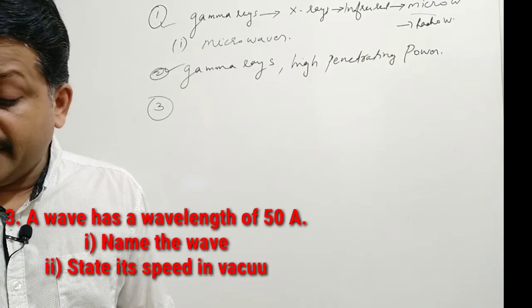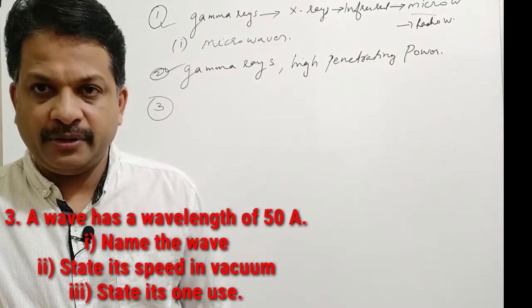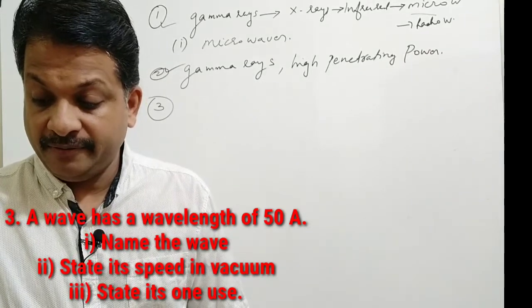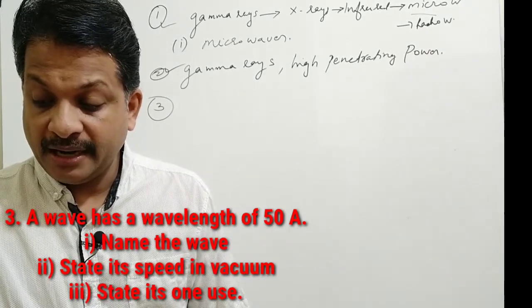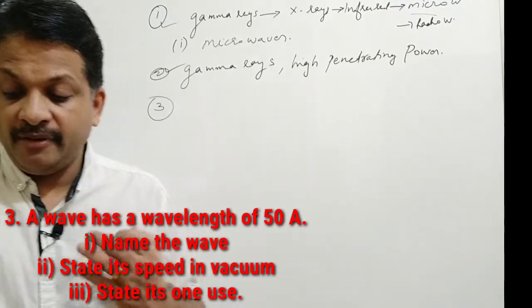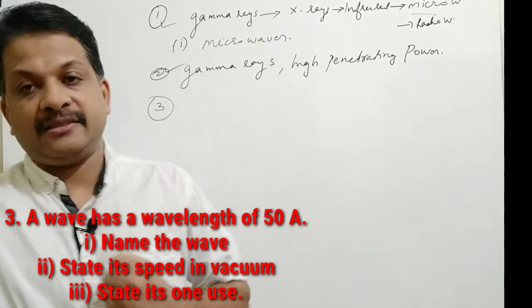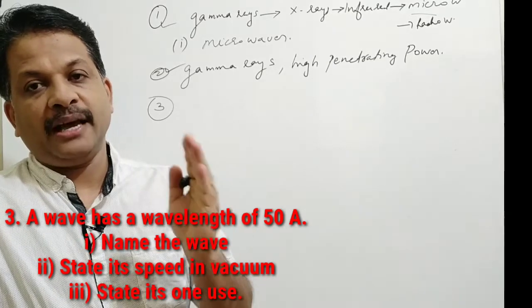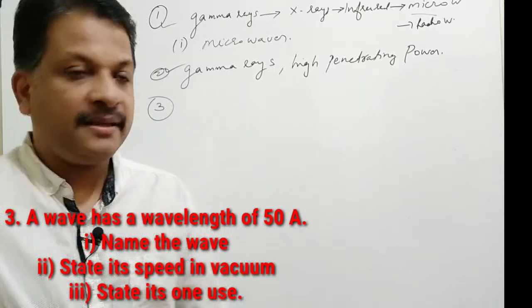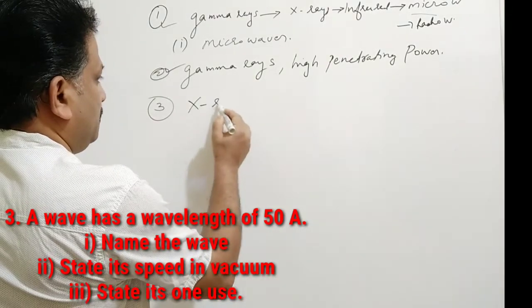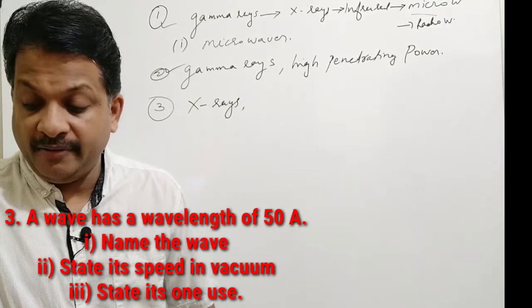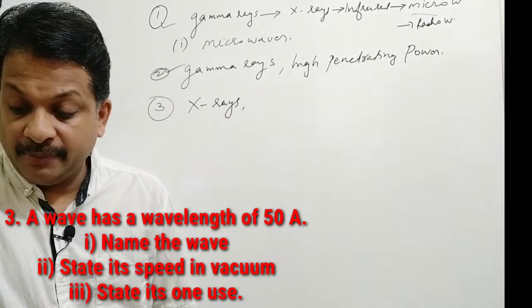A wave has a wavelength of 50 angstrom unit. Name the wave. State its speed in vacuum. State one use. So a wave with a wavelength of 50 angstrom unit, lying between 0.1 angstrom unit and 100 angstrom unit, we have remembered it. We studied it. That is X-rays. So X-rays have the wavelength range about 50 angstrom unit.